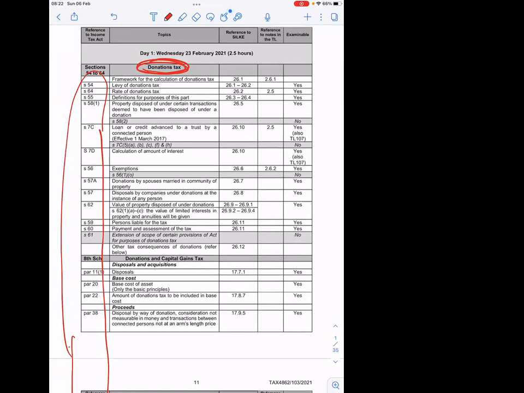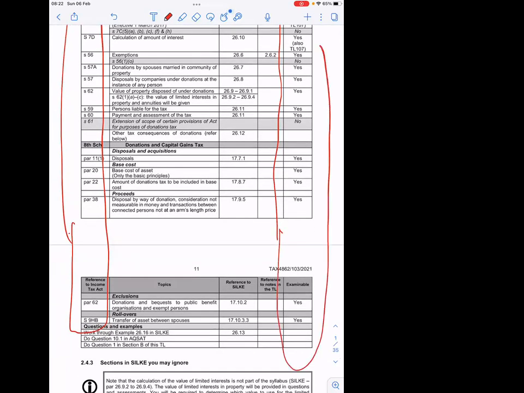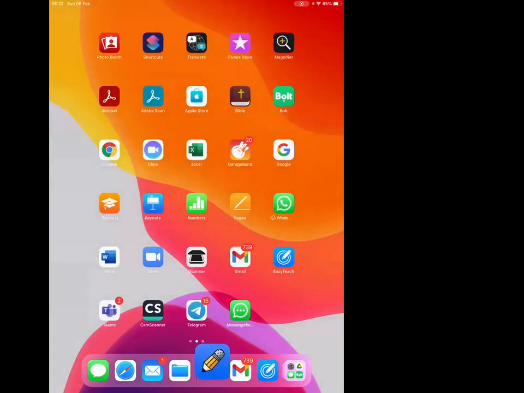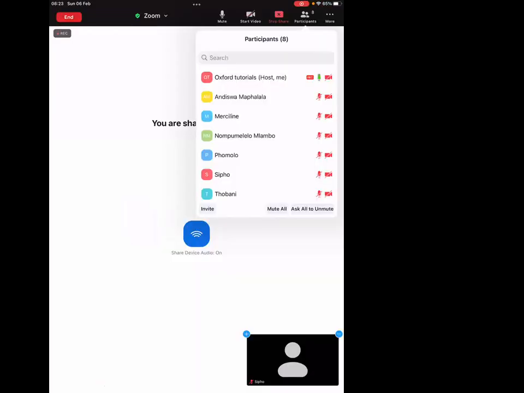The next thing now is some parts of the sections or some sections are not in the syllabus. So identify those that are not in the syllabus and do not study them because you are not going to be asked anyway. No one is going to ask those sections if they are not part of the syllabus. So how are you going to know? They tell you the examinable, yes or no. You will go for those ones that say yes. Those are the ones that are part of your syllabus. The ones that say no, do not bother.